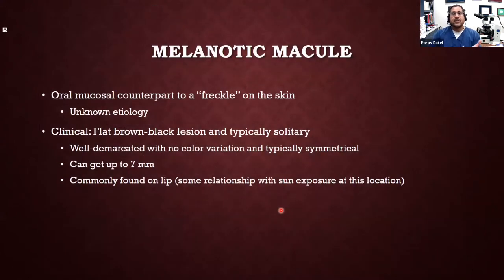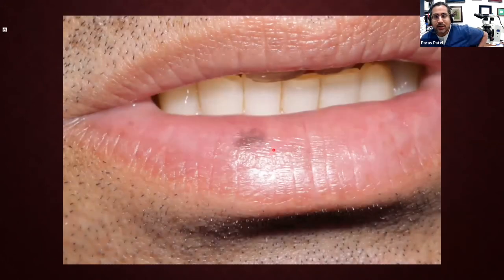A melanotic macule is the oral counterpart to a freckle on the skin. Typically, it is a flat brown-black lesion. It gets as large as maybe 6 to 7 millimeters. It doesn't grow. It's stable after that. We don't know what really causes it. It's not like a freckle on the skin and its association with UV radiation. It really is an unknown etiology. Commonly found on the lip, but on the lip, there's some indication that it's likely from sun exposure. So this is a good example of an oral melanotic macule.